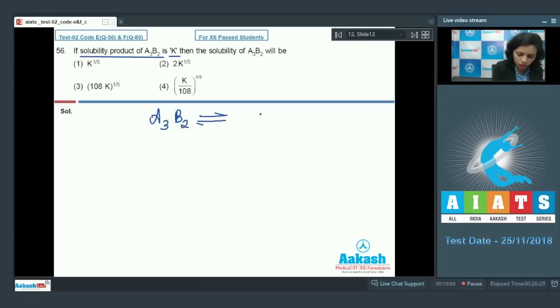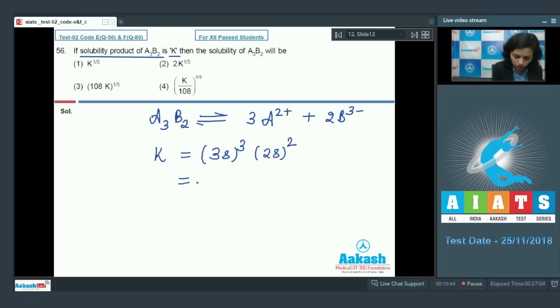In this question we have A3B2 as the salt, and on dissociation it will form 3A2 plus and 2B3 negative. Let's assume the solubility is S. So this K value is equal to 3S raised to the power 3 multiplied by 2S raised to the power 2. If you solve this, it would be 27S cube into 4S square. That would come out to be 108 S raised to the power 5.